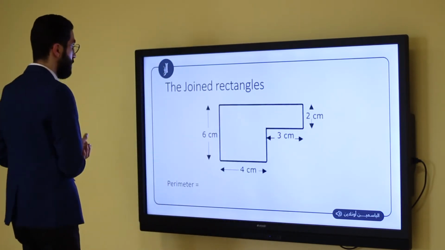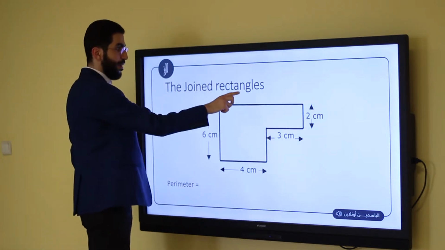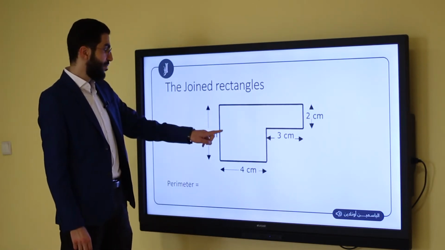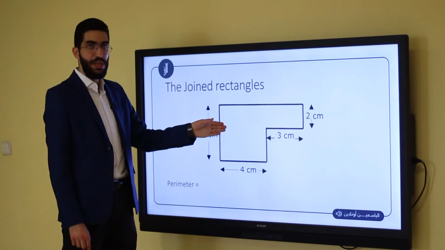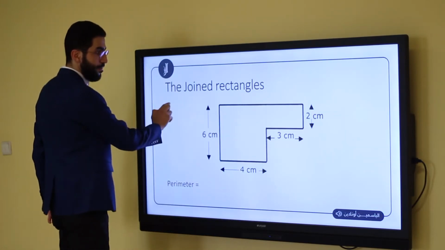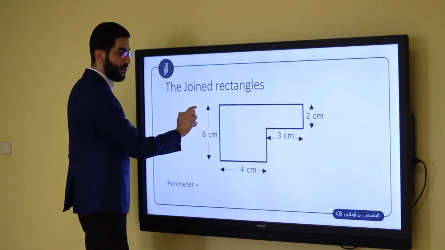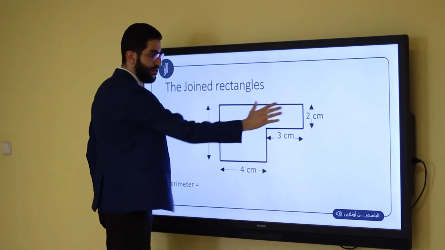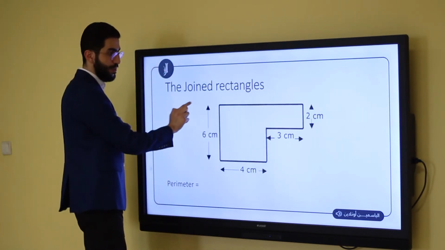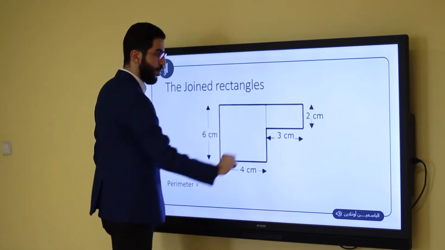So now, what if we have joined rectangles? If you see this shape, here we have kind of an irregular shape, but we can make it regular. How? First, we need to cut this shape here. See, let me show you. So here we have a shape like this. We cut it from here. So we will have 2 rectangles. Now here we have 1 rectangle and we have the second one.